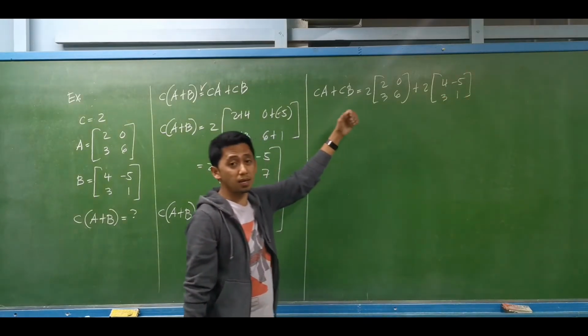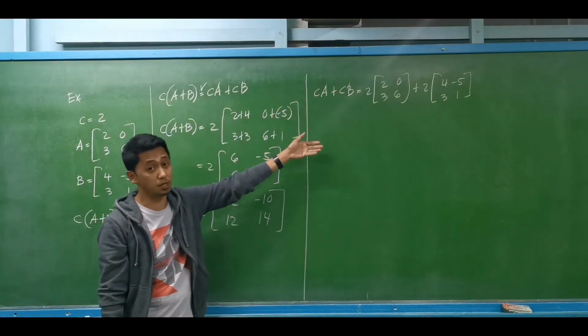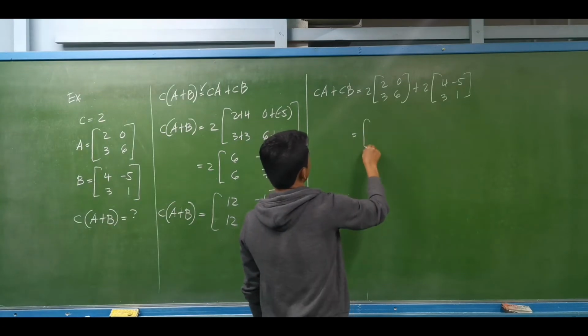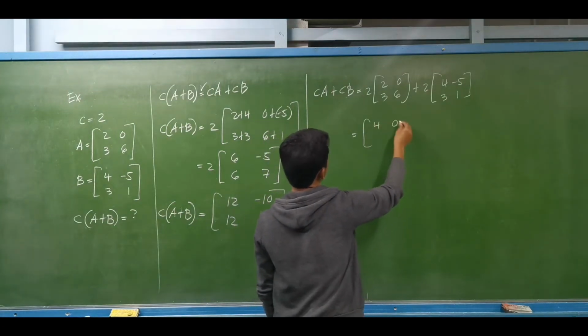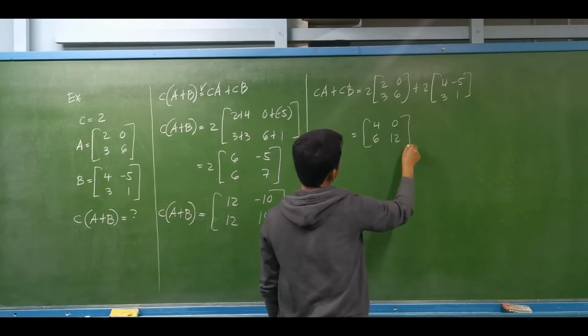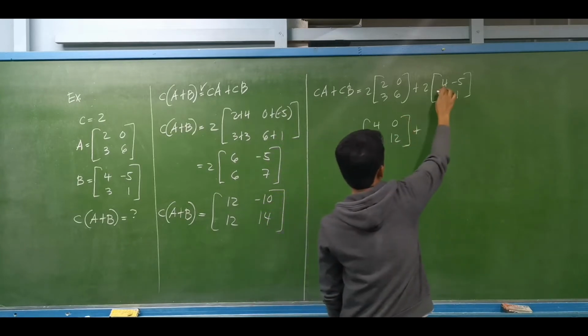So we multiply the scalar quantity to all elements of each matrix. So this is now equal to 4, 0, 6, 12 plus 2 times 4.